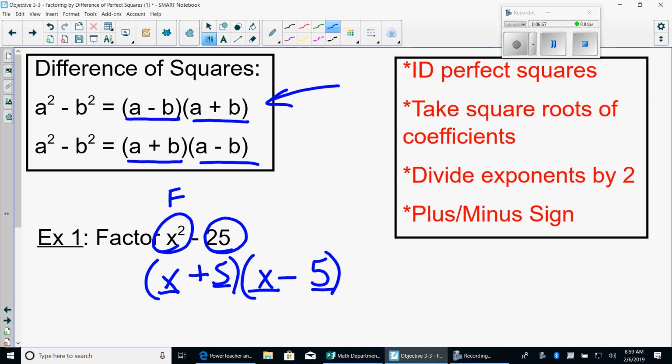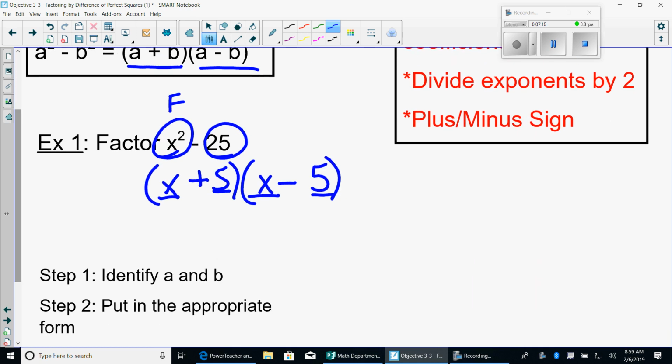So if I want to be the best factorer in the world, do you see? I have broken it into two pieces. What's one factor? X plus 5. What's the other factor? X minus 5. Okay, very good. If I want to be the best, though, and make sure that I get 100 on the test, I'm going to put it back together. So here we go. We're going to check it.